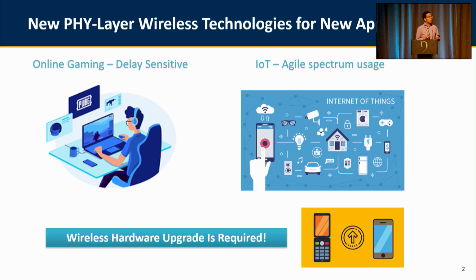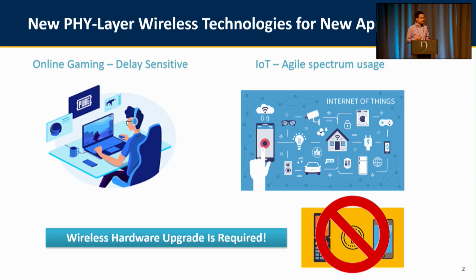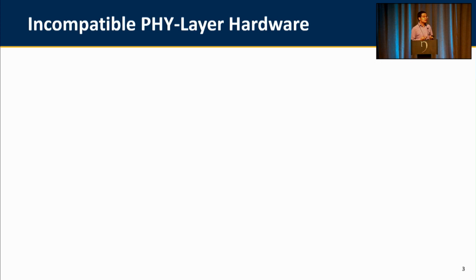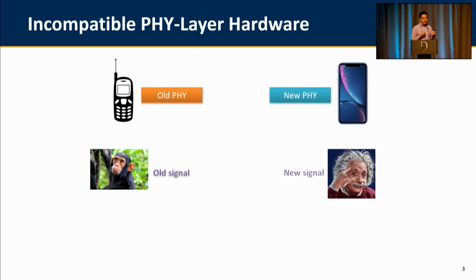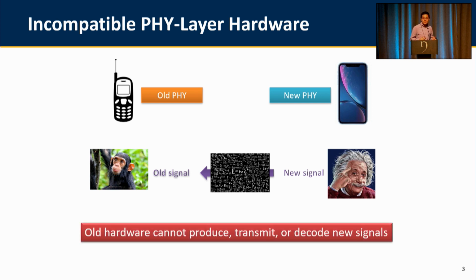However, whenever we try to use these new technologies in practice, a common problem we encounter is that it's hard to adopt them on commodity devices, because we always need to upgrade their hardware, and such a hardware upgrade in many cases is difficult or even infeasible. The basic reason why such a hardware upgrade is always necessary is that whenever we upgrade the physical layer protocols or technologies, we introduce incompatibility of the signals between the old technology and the new technology. Just consider if we generate a new signal from the new technology: the old hardware, the old system, will never be able to produce, transmit, detect, or decode the new signals.